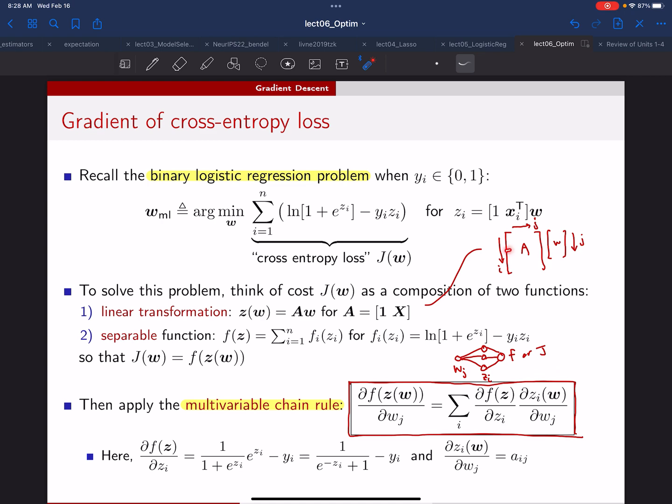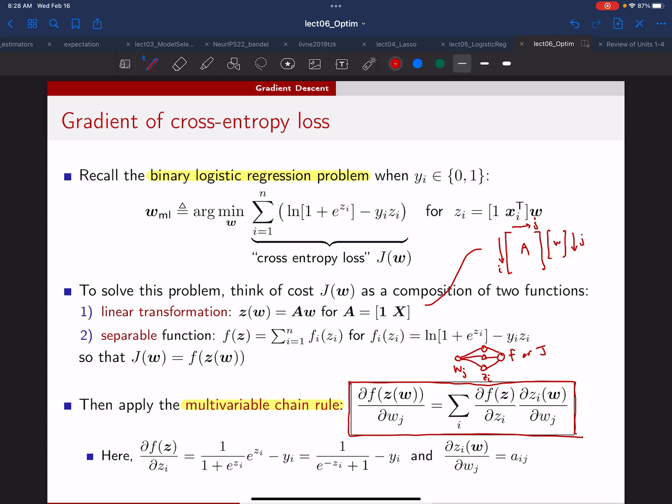So for the ith Z, I'm only going to involve the ith row of this. For the jth W, I'm only going to involve the jth column, and there's basically only one term that matters, which is the ith row and jth column of A. Other than that, it's linear. So that's one way to think about it.